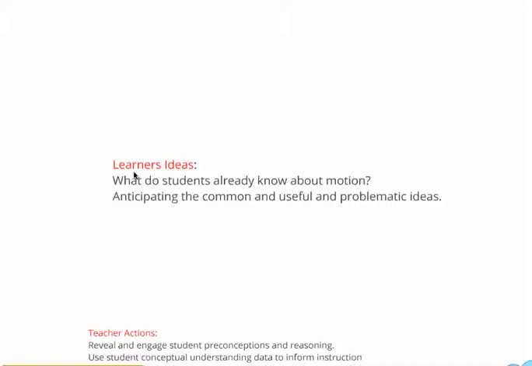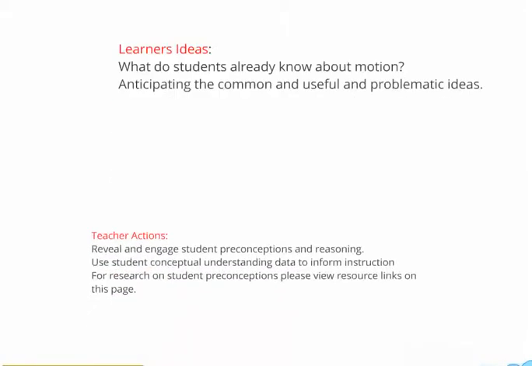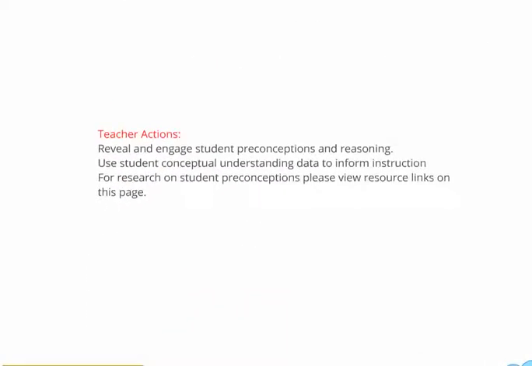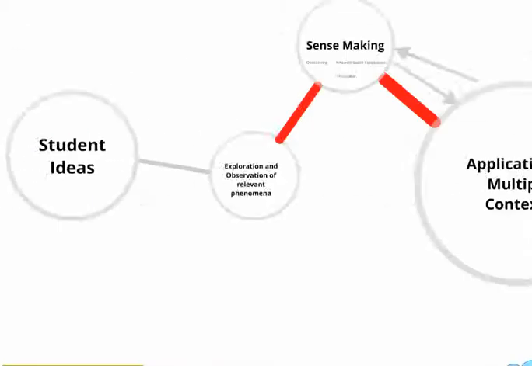In some ways, find out what students already know about motion, and when possible, anticipate some of the common, useful, and problematic areas. Teacher actions: you need to reveal and engage the student preconceptions and reasoning. That's usually done through an elicitation question or an assessment probe. There's also research out there that can support teachers with student understanding. Science Curriculum Topic Study is an example, and it's also linked on this page.